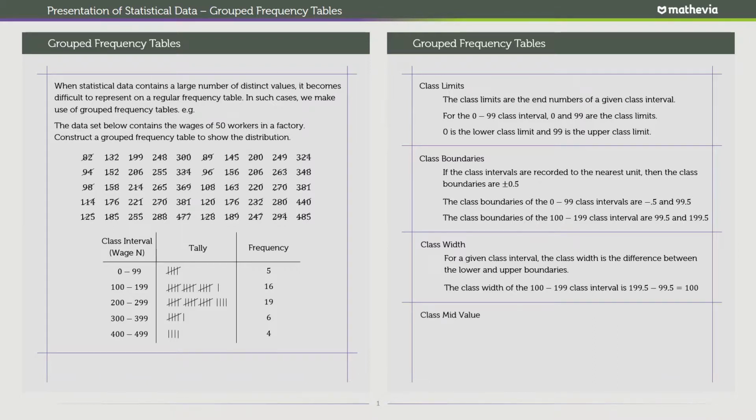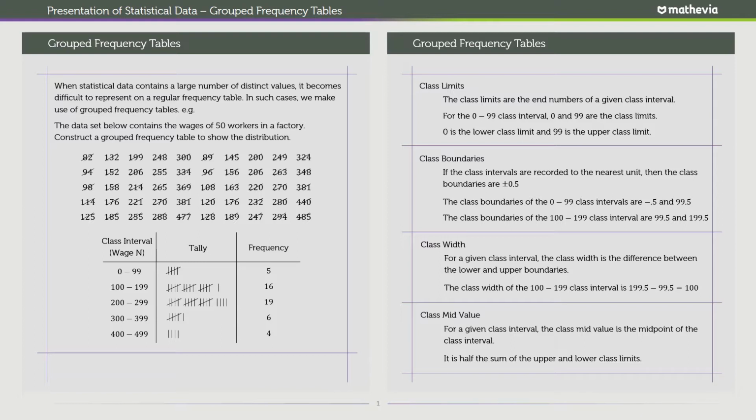And then finally we have the class mid value. The class mid value is pretty much self-explanatory. It's the middle of each class, a number in the middle. For a given class interval, the class mid value is the midpoint of the class interval, and it is half the sum of the upper and lower class limits. For example, for the first class, 0 to 99, you add 0 and 99 together and divide your result by 2. For your second class, 100 to 199, you add 100 to 199 and divide by 2.